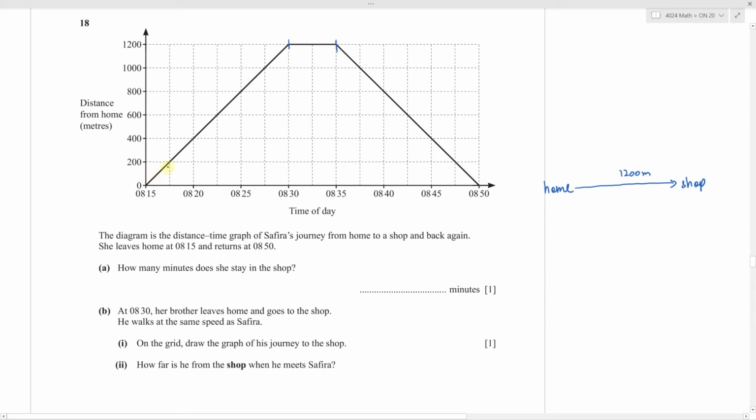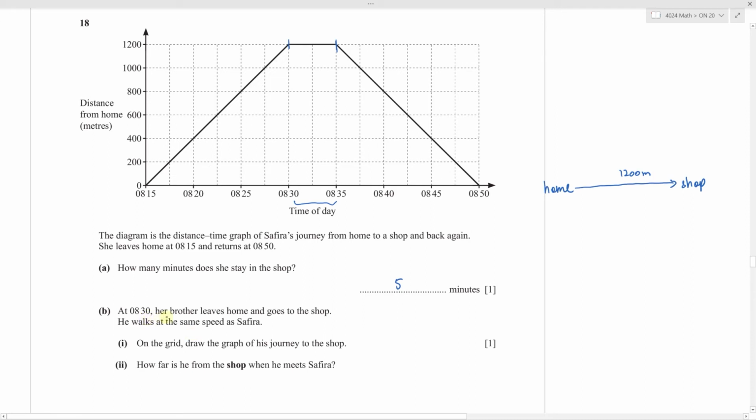So here she is walking towards the shop. Her distance from home is increasing, and then it's stable here. That means she spends this much time at the shop and then she starts to come back. Her distance from home starts to decrease until it becomes zero again, which means she's back at home. So she stays at the shop for 5 minutes.